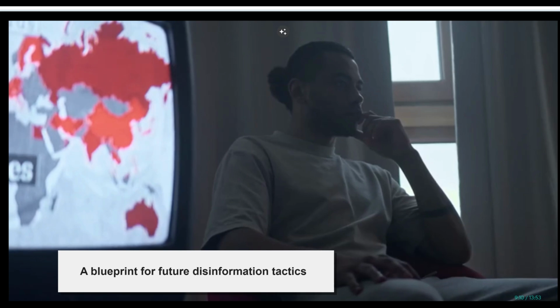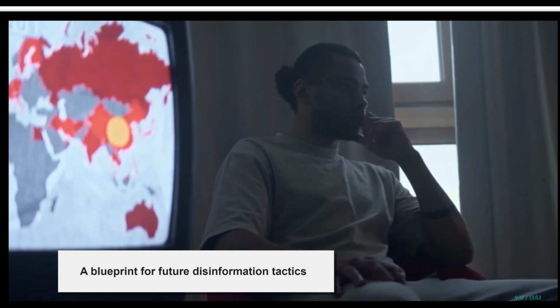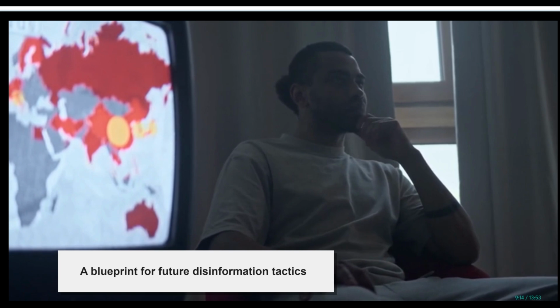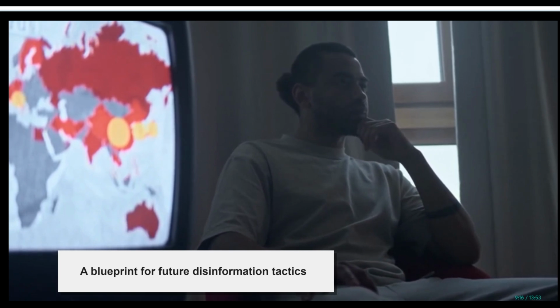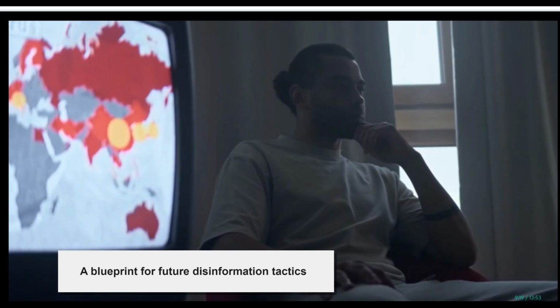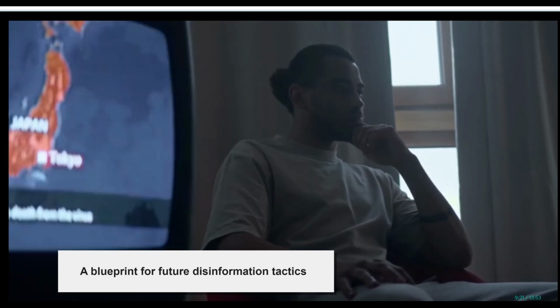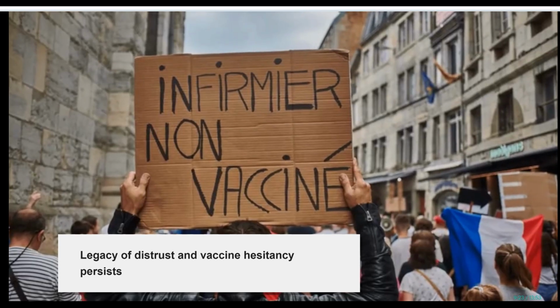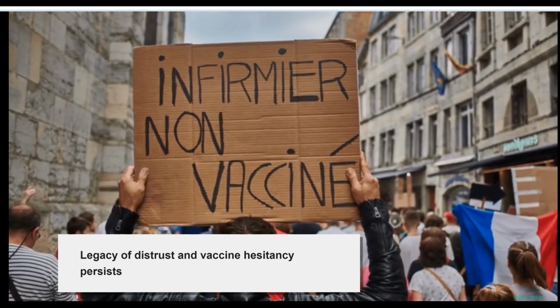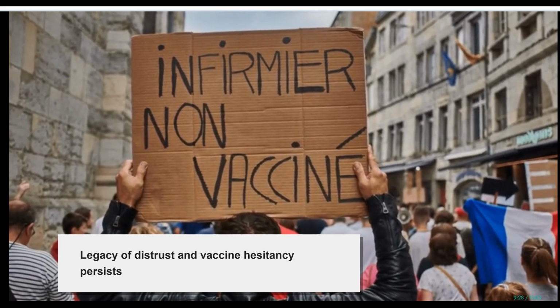The AIDS disinformation campaign also served as a blueprint for future state-sponsored disinformation efforts, showcasing the potential of using media manipulation to sow doubt and confusion on a global scale. Its effects continue to be felt today in the form of persistent conspiracy theories and vaccine hesitancy.